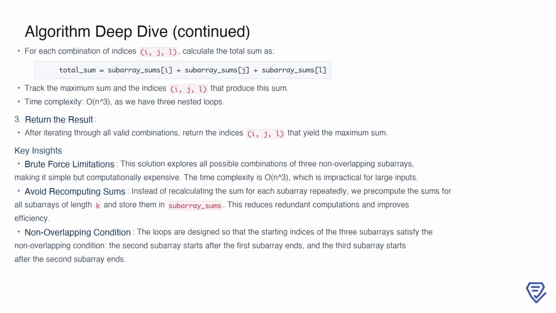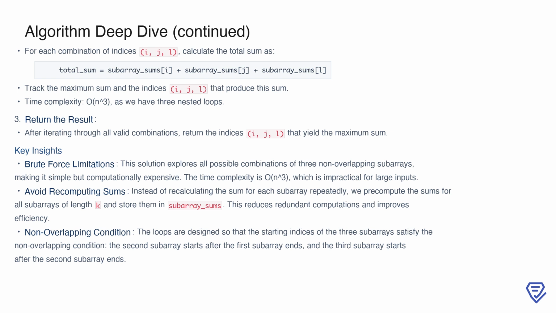For each combination of indices i, j, l, we calculate the total sum of the 3 subarrays as the sum of subarray_sums[i], subarray_sums[j], and subarray_sums[l]. We then keep track of the maximum sum encountered and the indices i, j, l that produce the sum. After iterating through all valid combinations, we return the indices that yield the maximum sum.